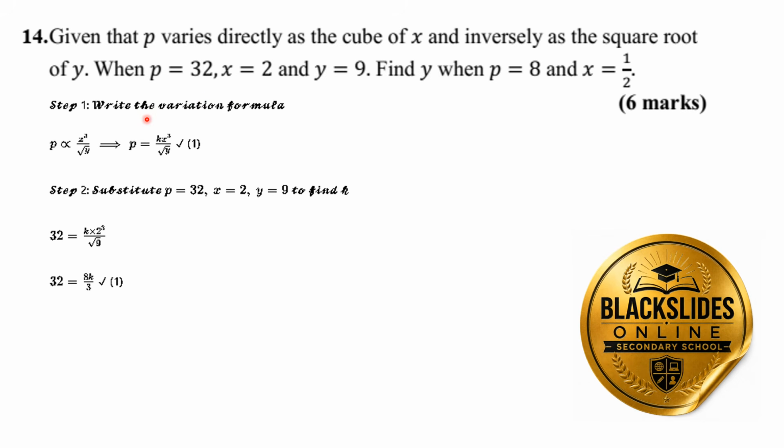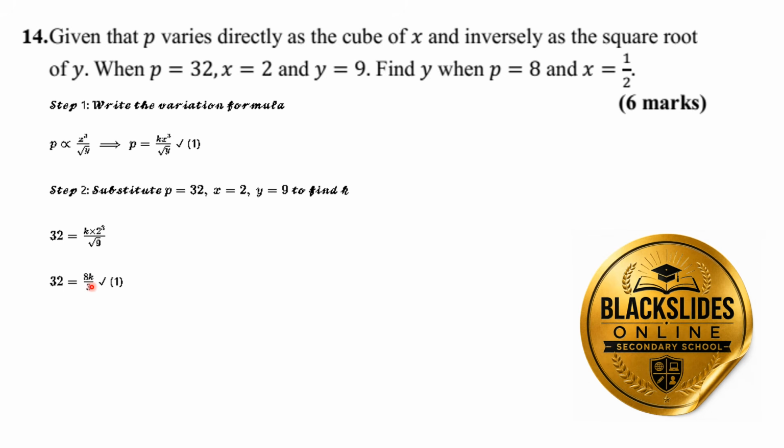So first of all, let's write the formula. We are told that p varies directly as the cube of x, like shown here, and inversely as the square root of y. So this is the expression. Introducing the equal sign, we have p equals k x cubed over root of y, where k is the constant. Then you substitute the given values to find k.